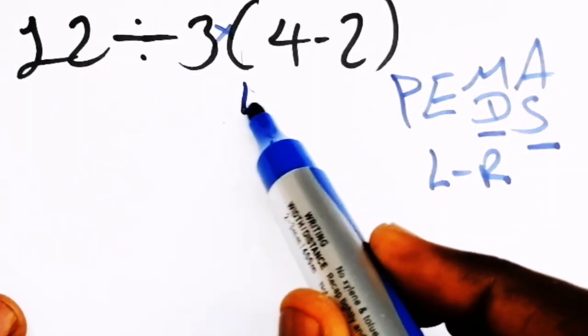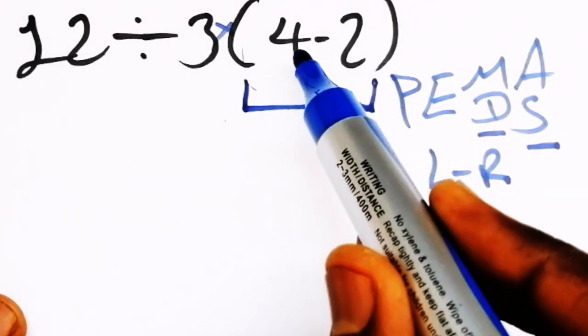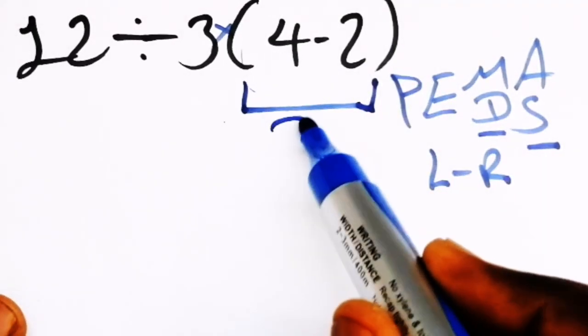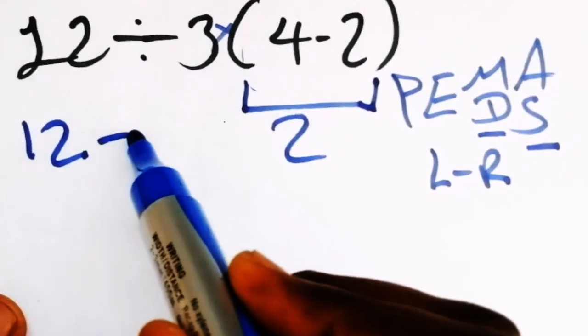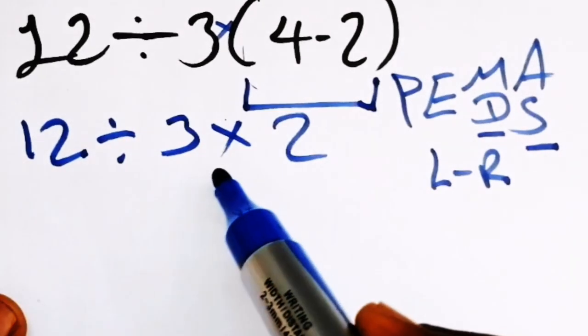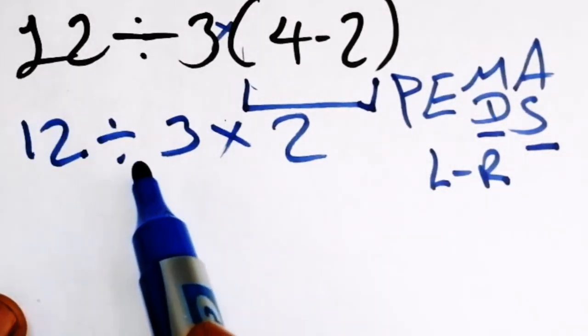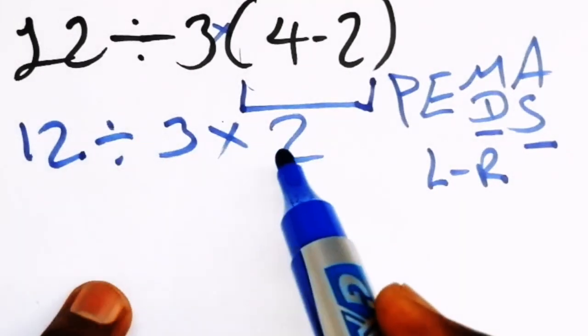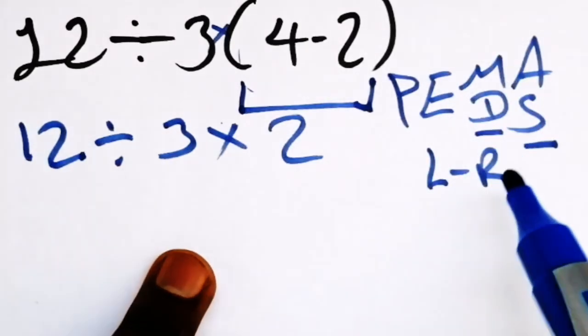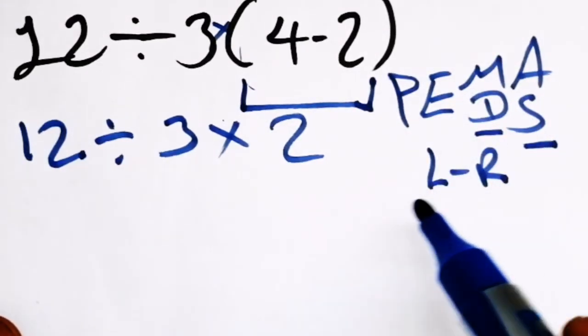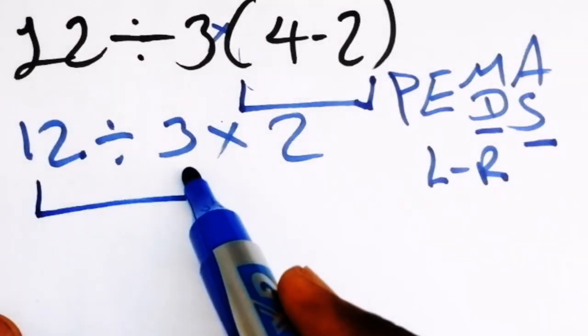Therefore, according to PEMDAS, first we have to do this parenthesis, then 4 minus 2 which gives us 2, then 12 divided by 3 times 2. As I have told you, division and multiplication have equal priority from left to right. Therefore, we have to do this division first.